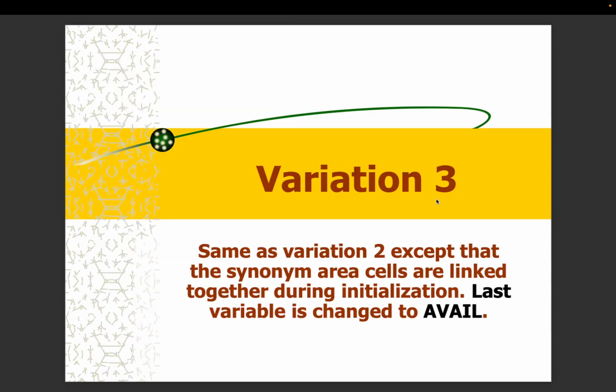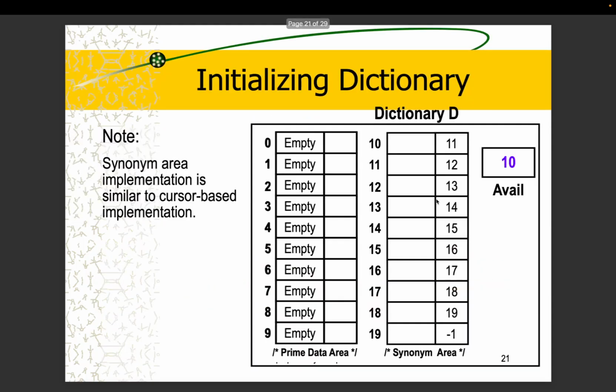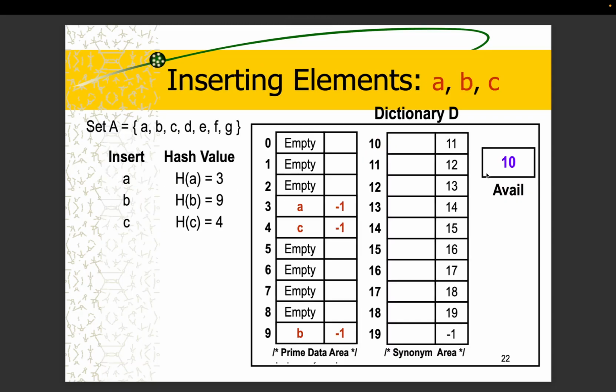It's exactly the same as variation 2, except the synonym areas are linked together. So I link all of the elements together, and I'll use avail instead of last. So this is the first available element in the synonym area. So take a look here. Insert is exactly the same.